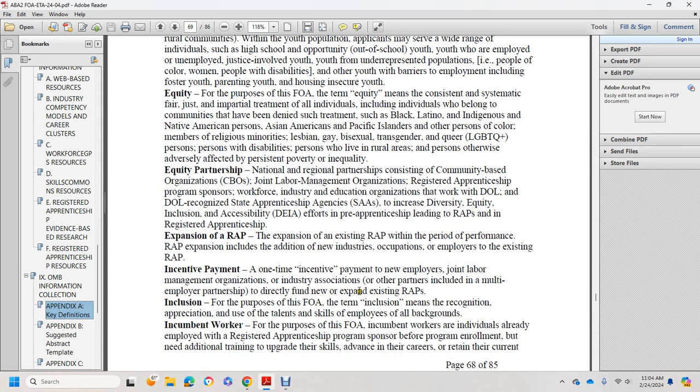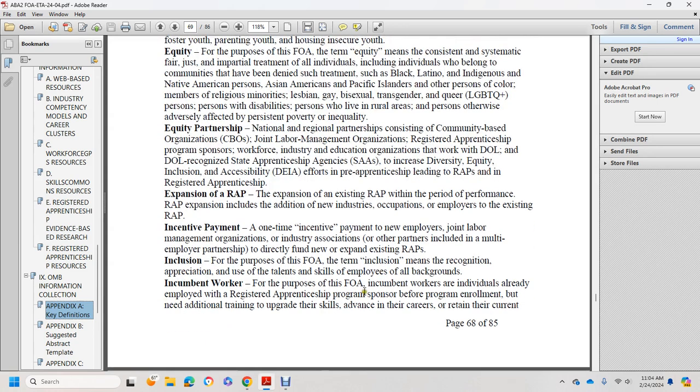Inclusion, for the purpose of the funding opportunity announcement, the term inclusion means the recognition of apprenticeship with the talent and skills of employees from all backgrounds.